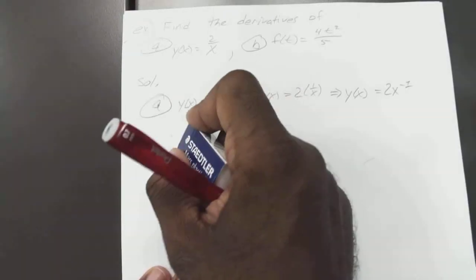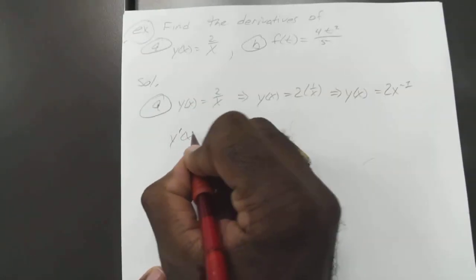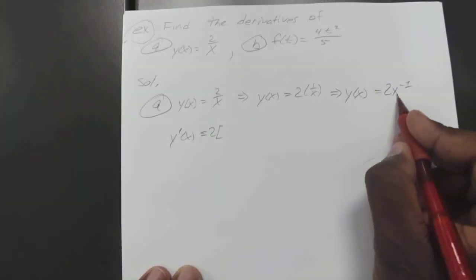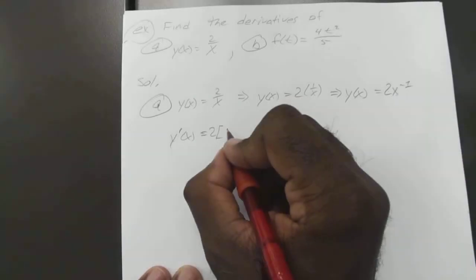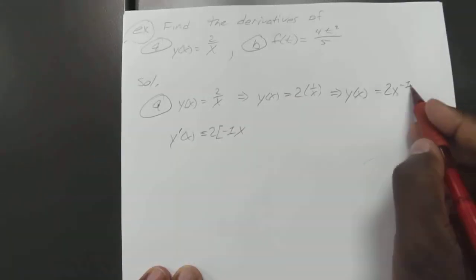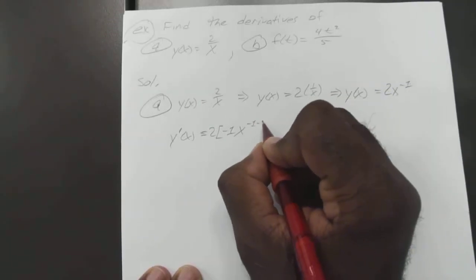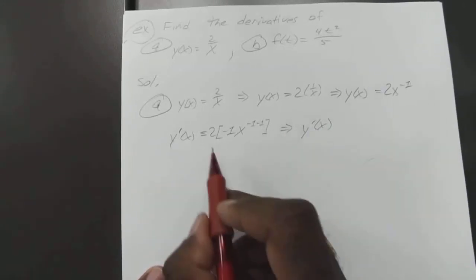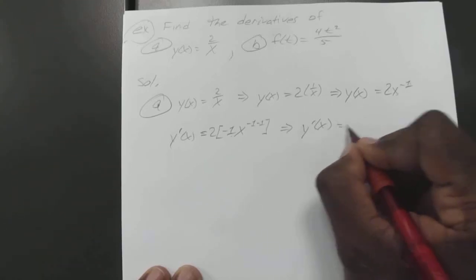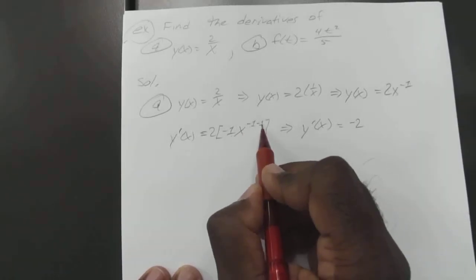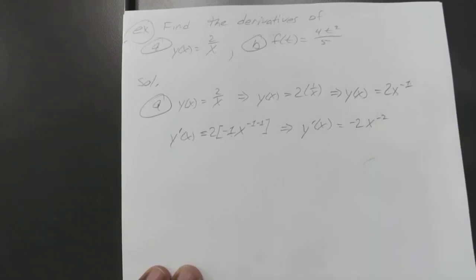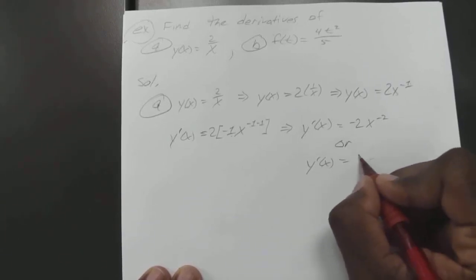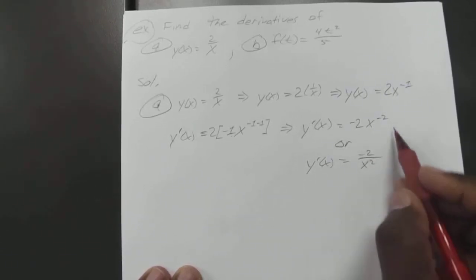y prime of x is equal to, you can just leave the 2 alone and multiply that by the derivative of x to the minus 1 power. So you bring down your negative 1, x to the negative 1 minus 1. Okay, so your y prime of x, you have that 2 times negative 1, which is negative 2. X to the negative 1 minus 1 is x to the negative 2. So y prime of x is equal to negative 2 over x squared.